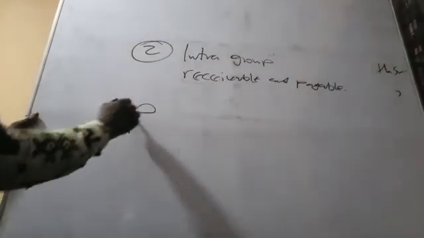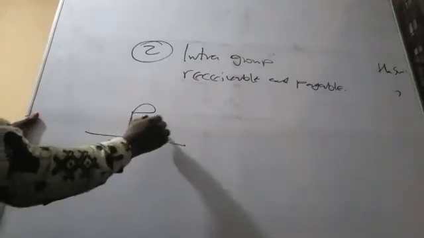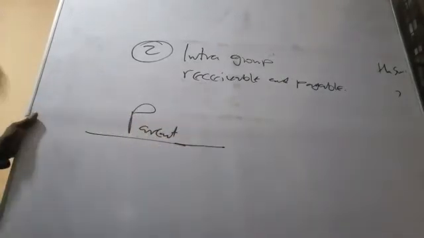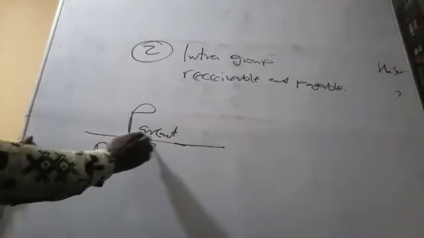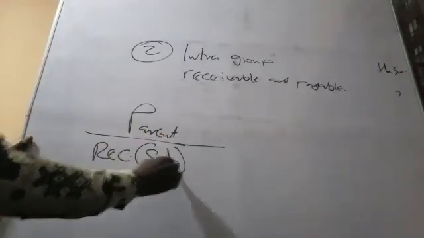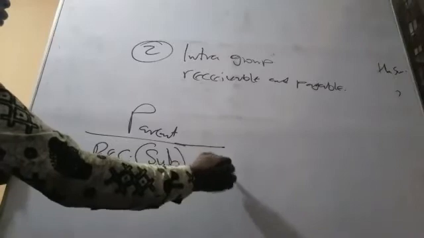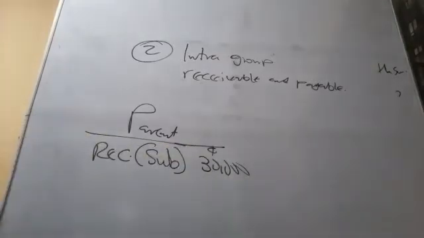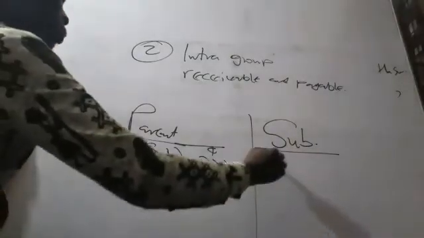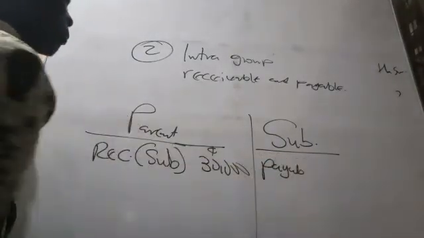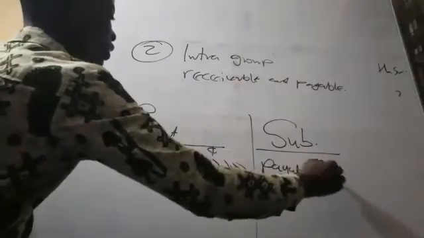Why? Because in the parent's book, this is parent, maybe the parent will say that in my receivable, the subsidiary is owing the parent an amount of 30,000. Good. In the subsidiary's book, it also shows a payable: I am owing my parent.